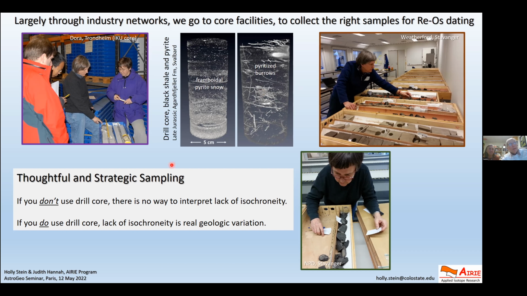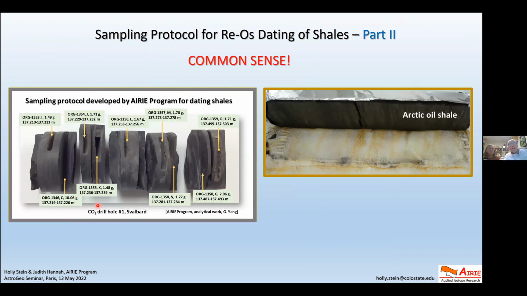So the take-home message is thoughtful strategic sampling. If you don't use drill core, there's no way to interpret scatter on an isochron because you don't know if it's from weathering or what, or if you have a real age, but just a little scatter. If you do use drill core, the lack of isochronicity is capturing real geologic variation that then becomes fun to interpret and explain why.